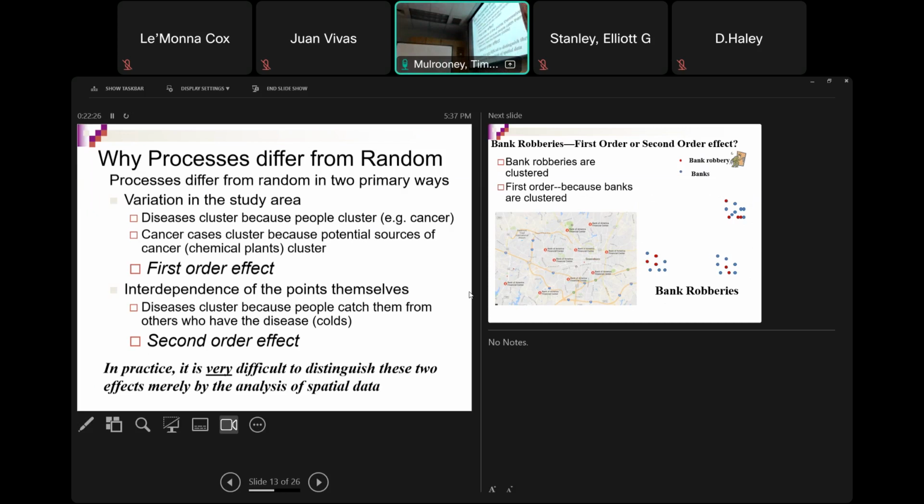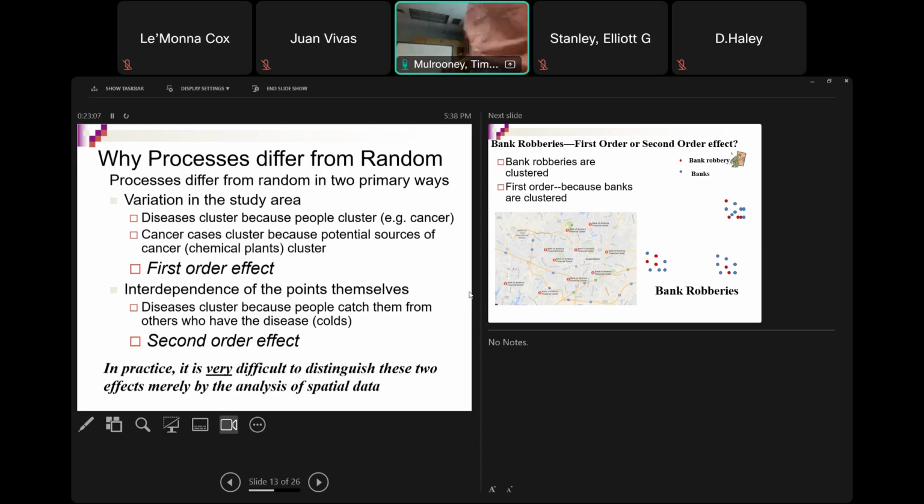Disease clusters because people cluster. So processes differ from random in two primary ways, such as cancer. A lot of times, in this day and age, people die of stuff that accumulates over a period of time. I'm not just walking along and dropping dead. Now, what causes cancer? It could be biological, but it's usually exposure to food, air, or certain triggers.